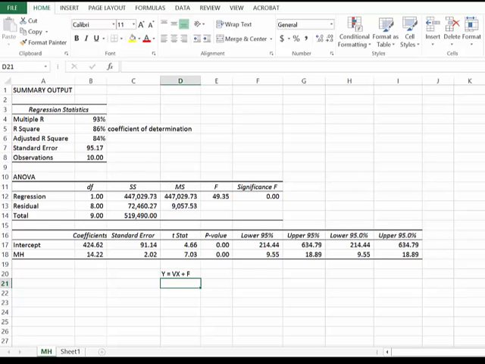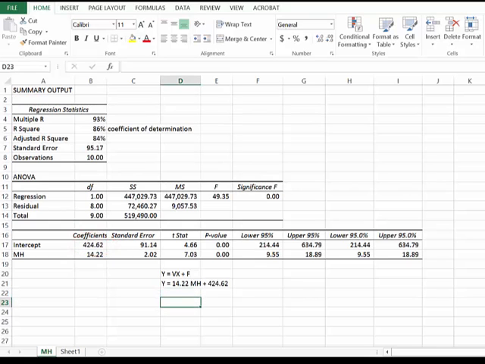So when we're looking at our regression results, we're still trying to predict Y. Our variable costs are $14.22 per machine hour. That is our independent variable, and the coefficient of that independent variable is the variable cost per unit. Our fixed costs are the intercept, so 424.62. So there is our equation for predicting costs now.